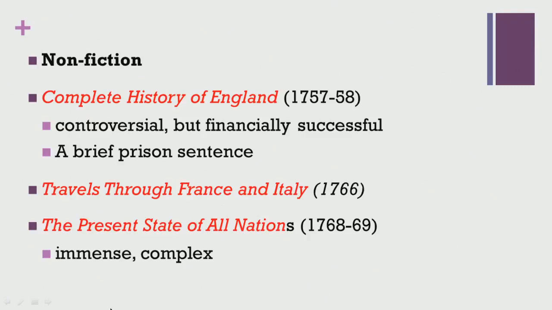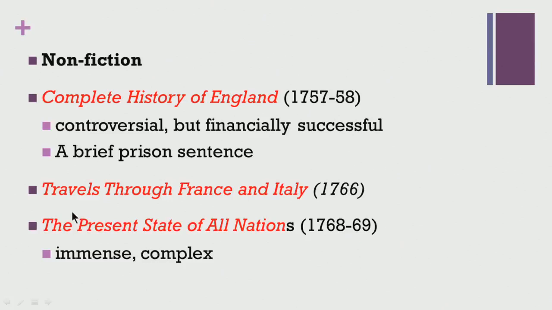Smollett also wrote some non-fiction. For instance, The Complete History of England, published in 1757-58. It was a huge success in terms of the revenue that it generated, but nevertheless it was also controversial because of some of the inputs that he provided, and he also was forced to serve a brief sentence in prison.